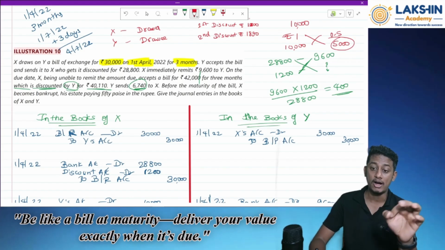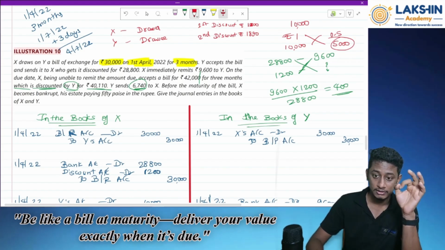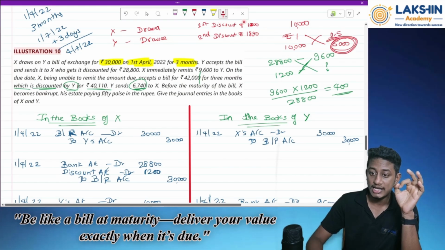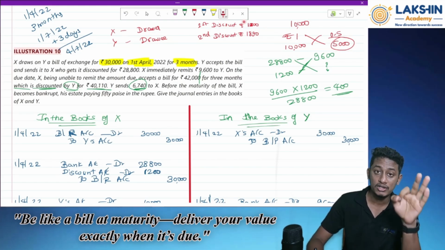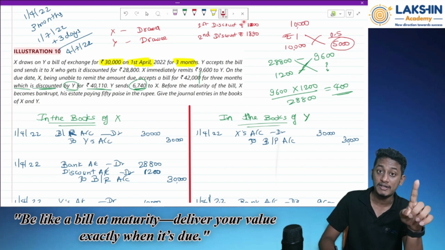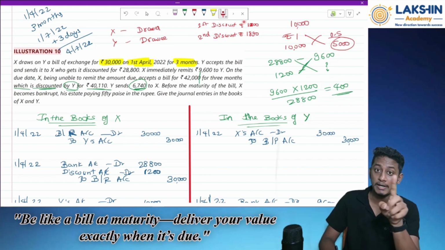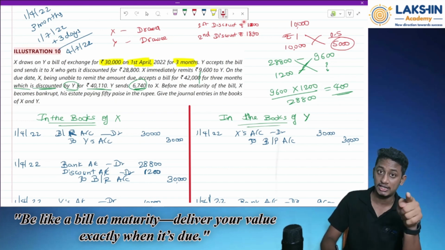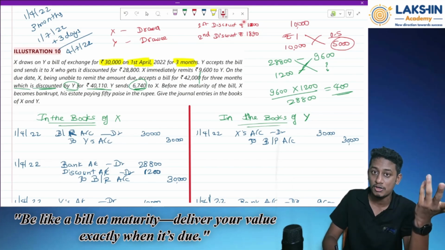Out of 10,000 rupees, only 5,000 was recoverable from X. This is what it means. When I say 50 paisa in a rupee, in a single rupee I am recovering only 50 paisa. Remember, 100 paisa makes 1 rupee. If you don't know how paisa works, one single rupee is equal to 100 paisa, because some Gen Z people don't know what paisa is sometimes.